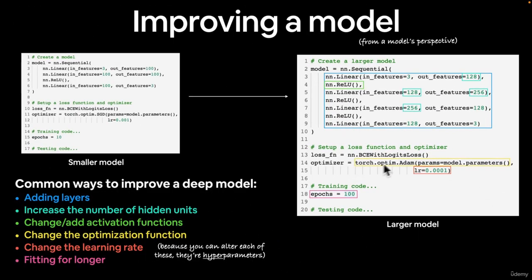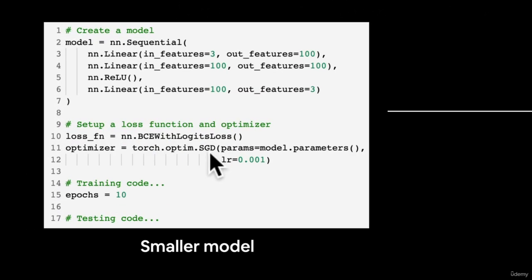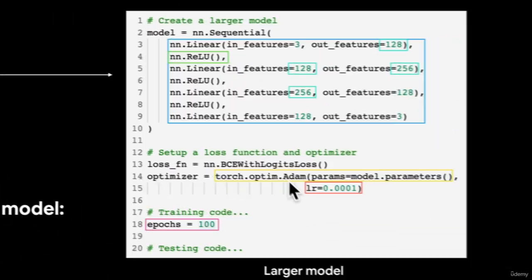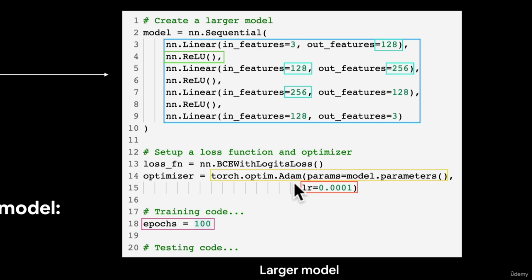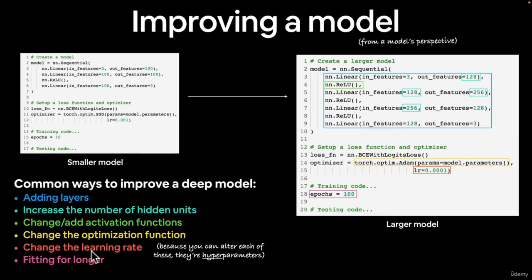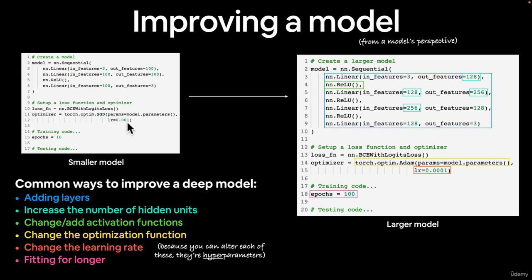Change the optimization function. Oh, okay, so we've got SGD. Do you recall how I said Adam is another popular one that works fairly well across a lot of problems as well? So Adam might be a better option for us here. The learning rate as well. So maybe this learning rate was a little too high, and so we've divided it by 10. And then finally, fitting for longer. So instead of 10 epochs, we've gone to 100.